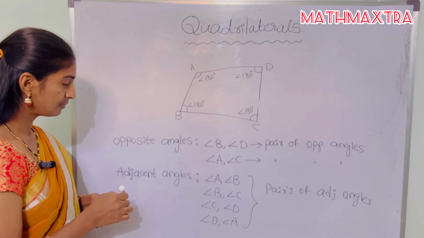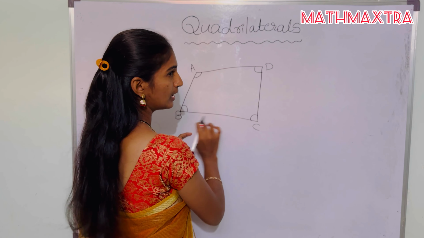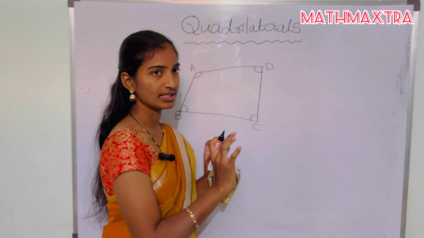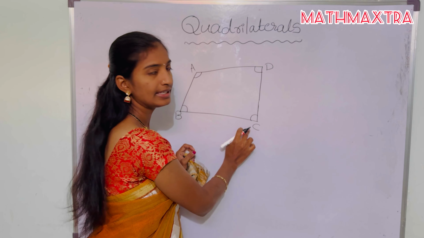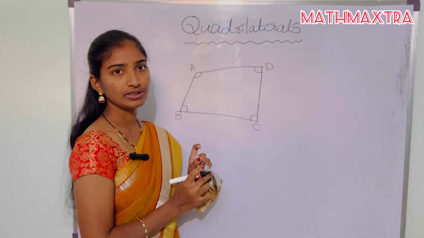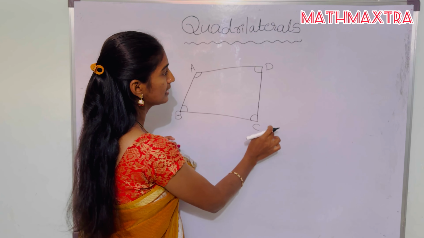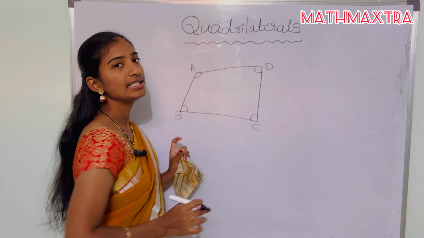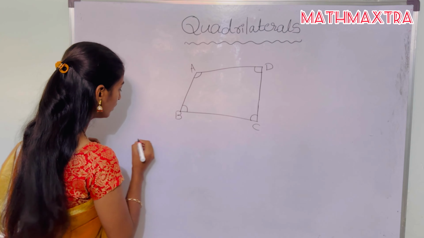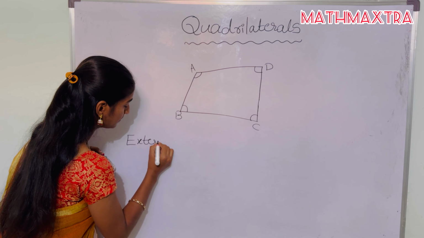And now, this quadrilateral has four vertices. Those are A, B, C, D, the four vertices. And A, C are opposite vertices. And B, D are opposite vertices. And AB, BC, CD, AD are adjacent vertices. Okay.